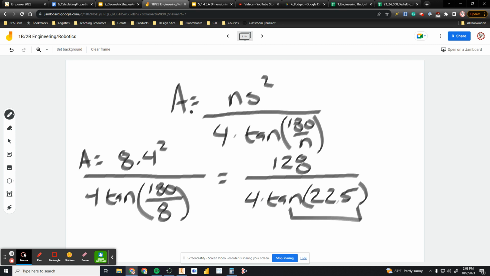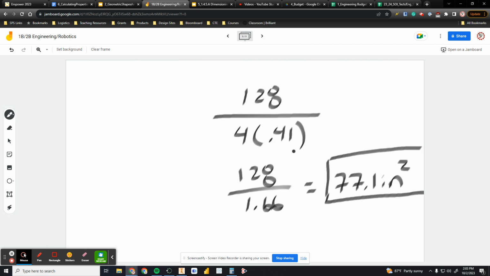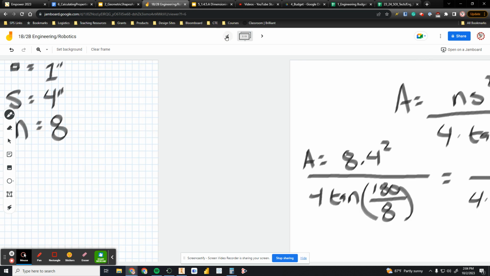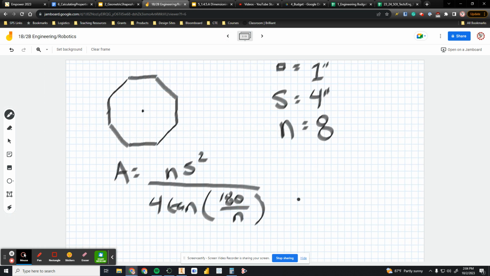Okay, so that is one thing, one equation, okay? Then we found what tangent of 22.5 is, which is 0.41, multiplied it by that 4, took it, 128 divided by 1.66 is equal to 77.1 inches squared, okay? So that gives us our area. So my area, once all this is plugged in, is equal to 77.1 inches squared.